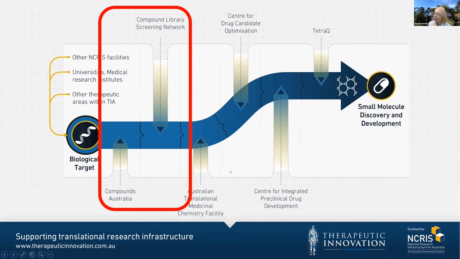So the 5 translational research facilities that I'm going to talk about are Compounds Australia, the Australian Translational Medicinal Chemistry Facility, the Centre for Drug Candidate Optimisation, the Centre for Integrated Preclinical Drug Development, and Therapeutic.